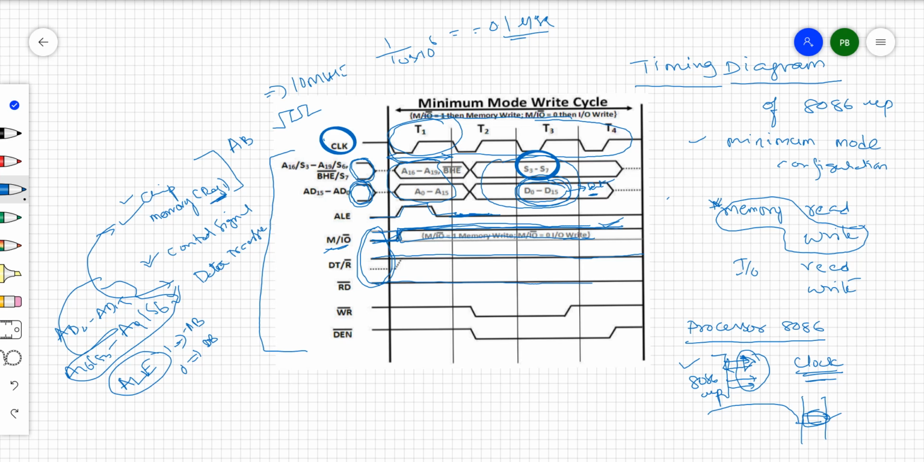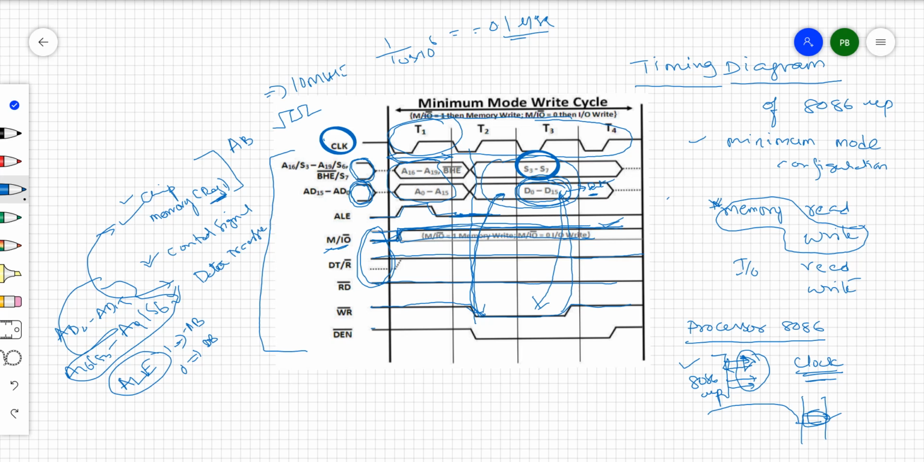Why? Because this is the write cycle. That is the reason write is going to be low. It's going to be low after the T1 state. After the T1 state, once it acts like a data bus and ALE is low, then the write signal is going to be low. Whenever the write signal is given to the memory, whatever data is present on the data bus is going to be written into the external memory, right?